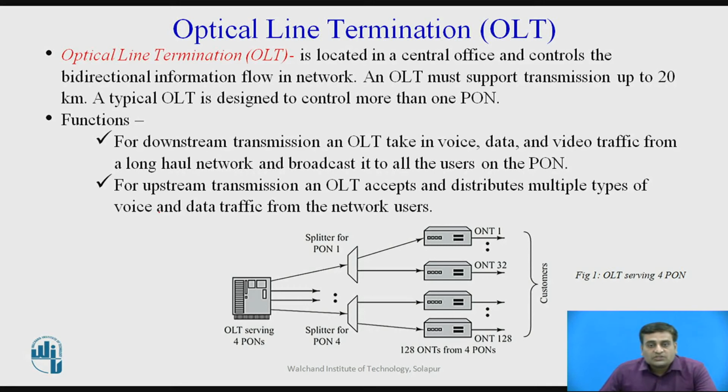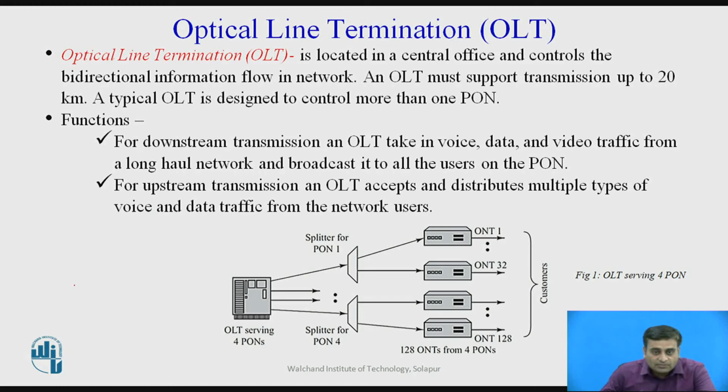An optical line termination unit must support transmission up to 20 kilometers, because this is the device which is actually located in the central office and there is no active device until the customer premises. Meaning the access region, which spans 20 kilometers, does not have any active module, so this optical line termination should support transmission up to 20 km in distance. A typical optical line termination is designed to control more than one passive optical network.